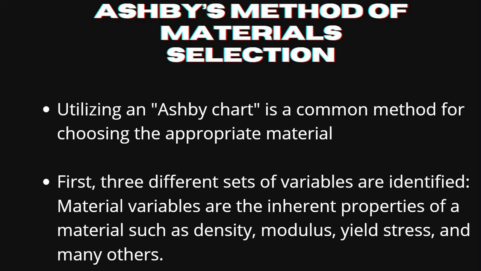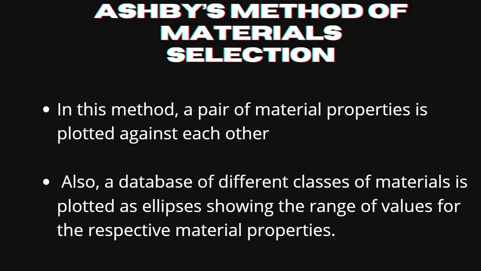First, three different sets of variables are identified. Material variables are inherent: density, modulus, yield stress, and many others. It's mainly focused on density, Young's modulus, and yield strength of materials. In this method, a pair of material properties is plotted against each other. One graph has the y direction explaining the yield strength and the x direction the density of the material. So we can take two materials, compare them to each other, and plot the graph.